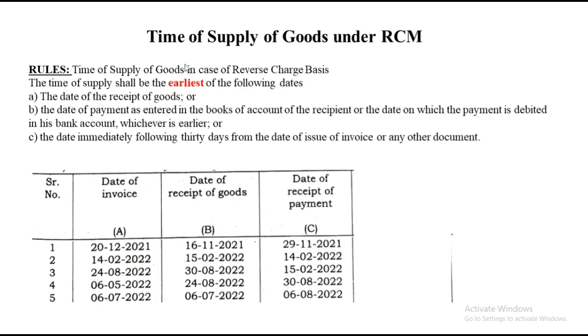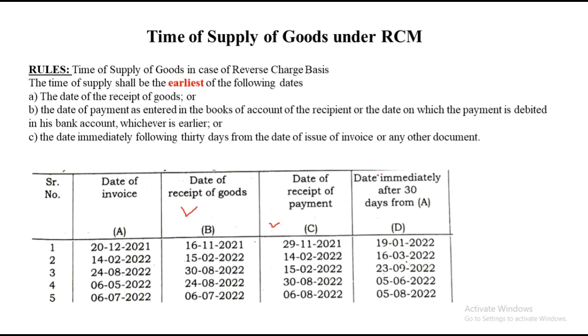Now under time of supply under RCM, the rule is it has to be the earliest of date of receipt of goods. Okay, so we will put the point. We have date of receipt of goods, date of payment, and date immediately following 30 days from the date of issue. The date of issue is given of invoice. We need exactly 30 days ahead of that date.